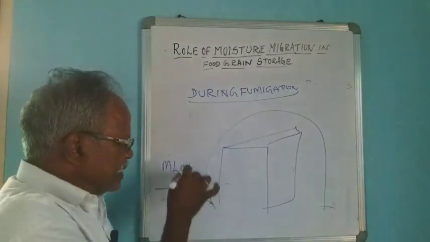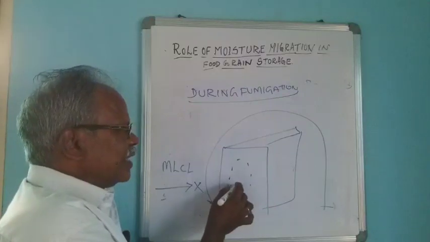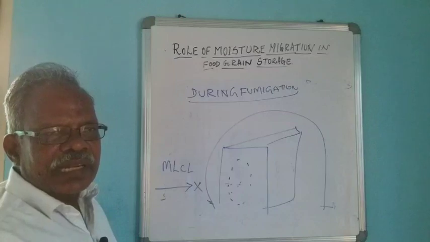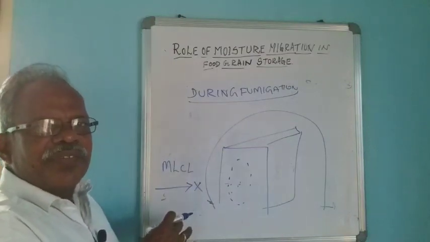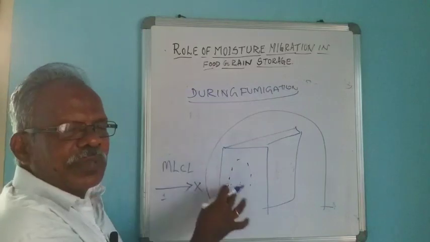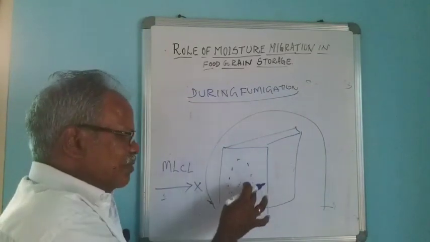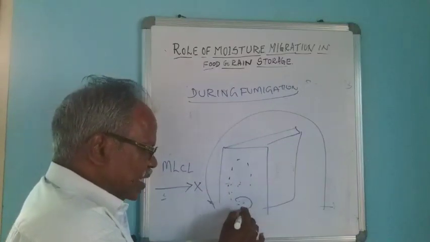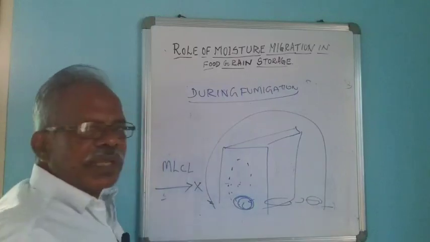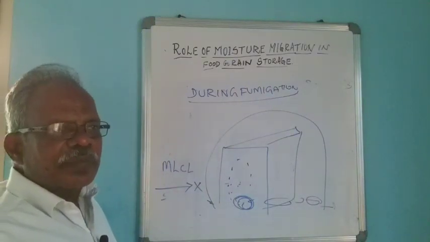So during the same thing, if the grain is at the safe moisture, then moisture migration will not be there. If free moisture is there, then moisture migration will be there, similar to bin storage. During summer, the possibility of moisture condensation in the bottom is quite possible. In the bottom area, the moisture migration is quite possible. And during winter, what happens?